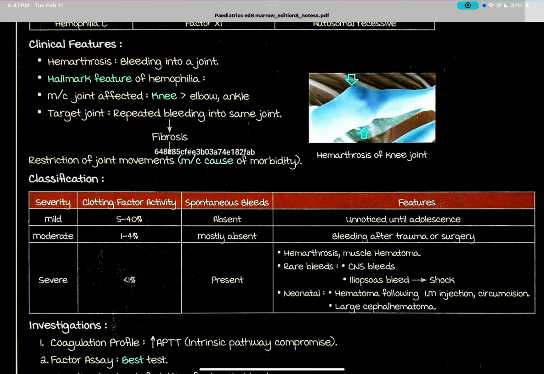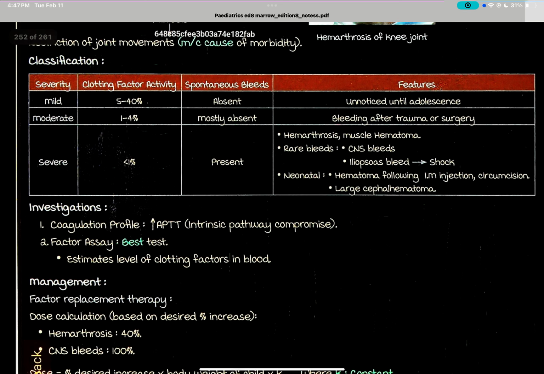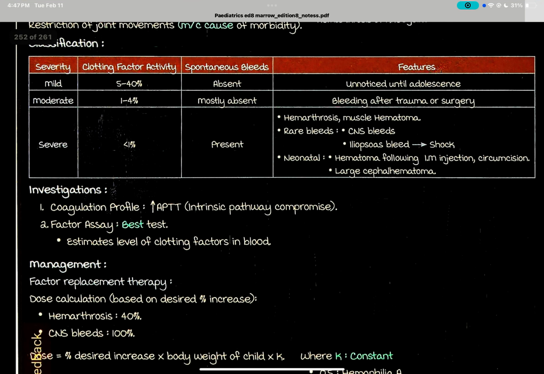What is the clinical feature? Hemarthrosis, bleeding into a joint, is the hallmark feature of hemophilia. The most commonly affected joint is the knee, more than the elbow and ankle. Target joint: repeated bleeding into the same joint will cause fibrosis and restriction of joint movement, the most common cause of morbidity. Classification: mild, moderate, and severe.